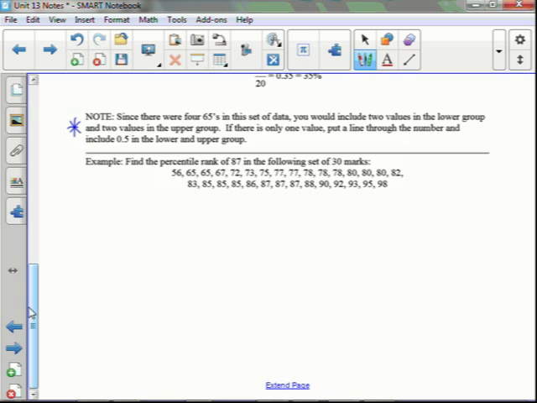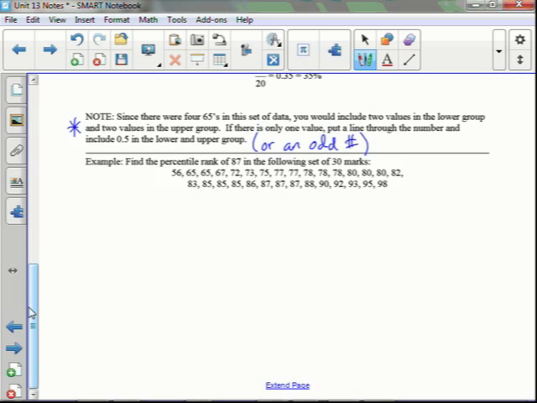Since there were 4 65s, you would include 2 values in the lower group and 2 values in the upper group. If there is only one value, put a line through the number and include 0.5 in the lower and upper group. I'm going to add to that, or an odd number. So if there's 3, we're going to have a half as well.